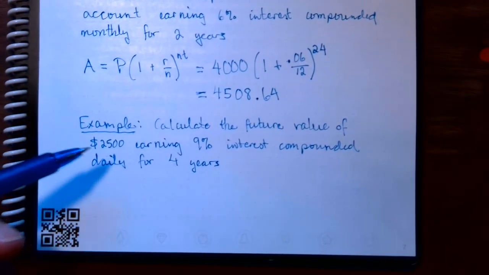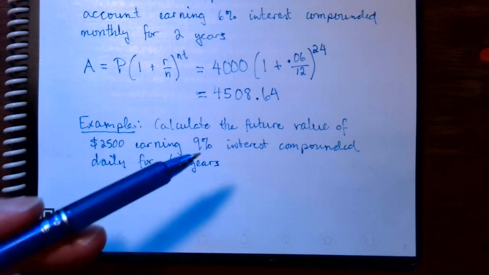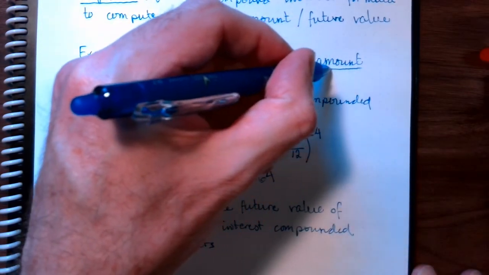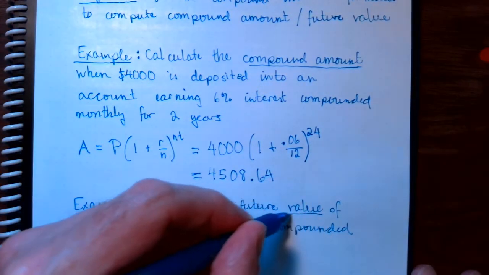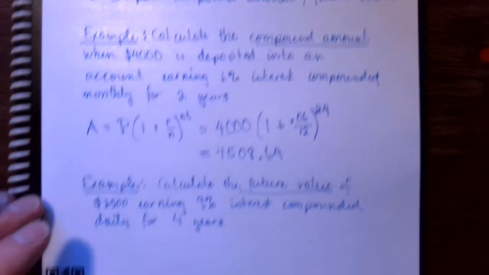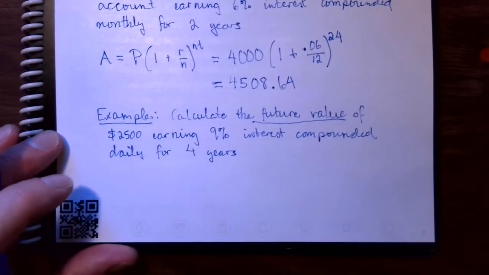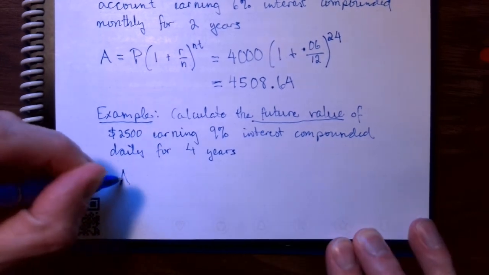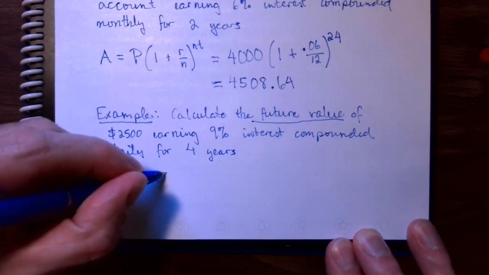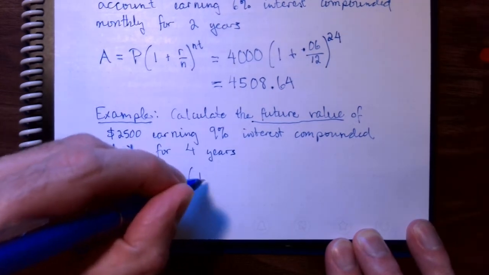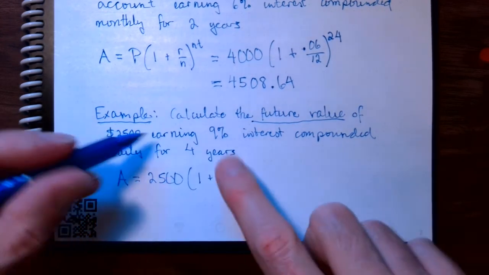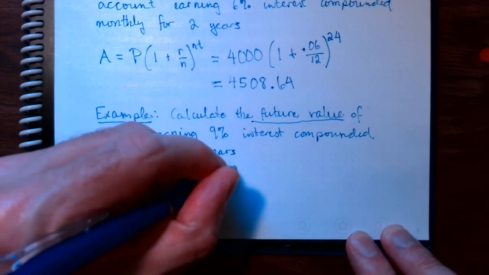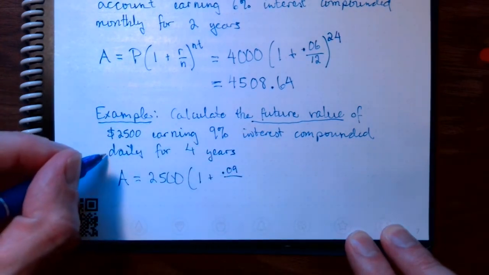Let's go down to this next example. Calculate the future value. Notice there's a slight difference in the way they said things. Compound amount and future value. That's just 2 ways to talk about the same thing. Either way, we're wanting to know what do we end up with in this account. So the amount we end up with is the principal, $2,500, 1 plus, I'm just going to jump right in here. We've got the formula right there. In this case, the rate is 9%, 0.09. It is compounded daily.